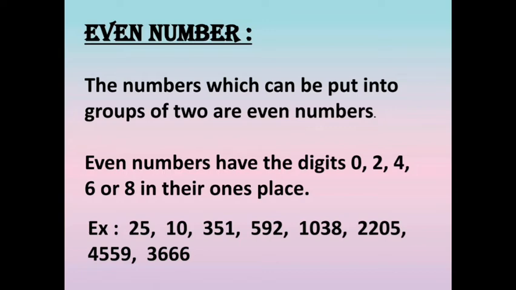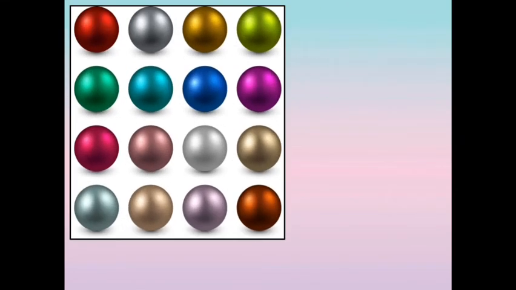Now to explain you clearly, we will take an example with balls. How many balls are there? Quickly count and tell. 1, 2, 3, 4, 5, 6, 7, 8, 9, 10, 11, 12, 13, 14, 15 and 16. So how many balls? 16 balls. Now what is an even number? We have to group them in 2. So quickly we will group into 2s.